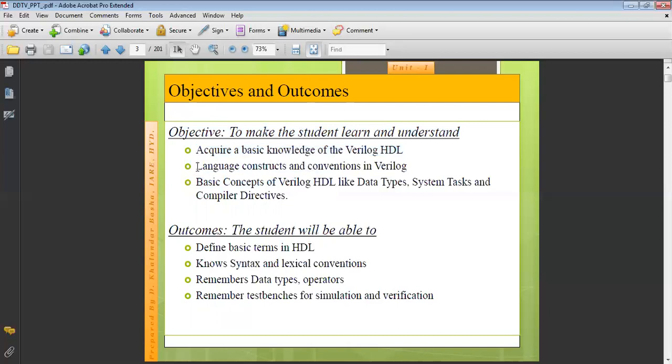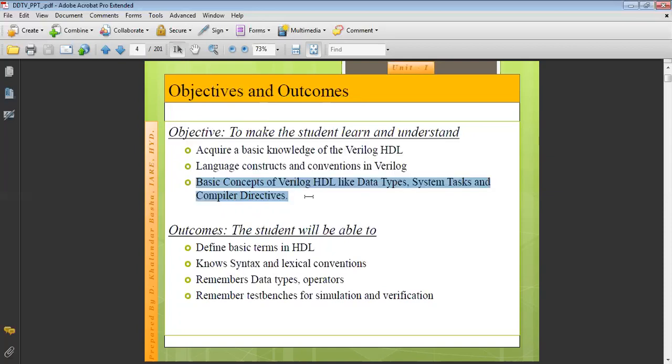And next are the language constructs and conventions in the Verilog language. Next are the basic concepts of Verilog HDL, like data types, system tasks, and compiler directives. In C language also there are some data types and system tasks. Similarly, in Verilog HDL also there are some basic concepts like data types, system tasks, and compiler directives.